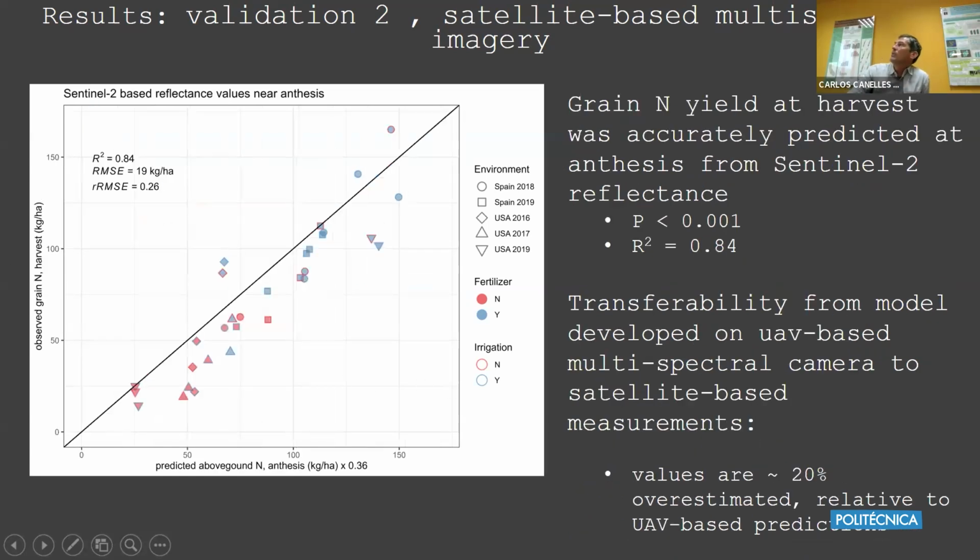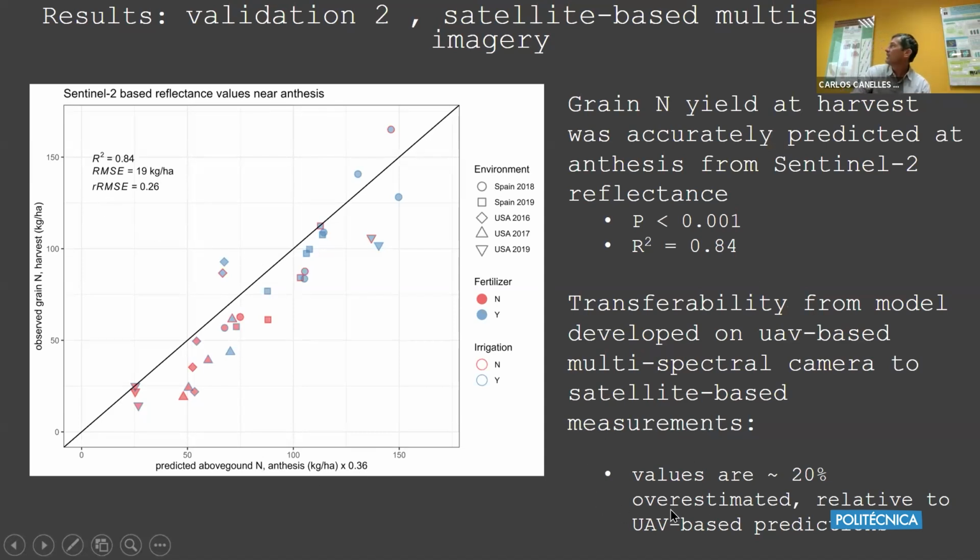And then going into the same kind of prediction we made for the UAV data, this is observed grain nitrogen at harvest and predicted. And here's that 20% difference between the UAV and the satellite. So we get a pretty good overall linear relationship, but we have to make that additional 20% correction to get our root squared errors and relative root squared errors similar to what we were getting with the UAV.